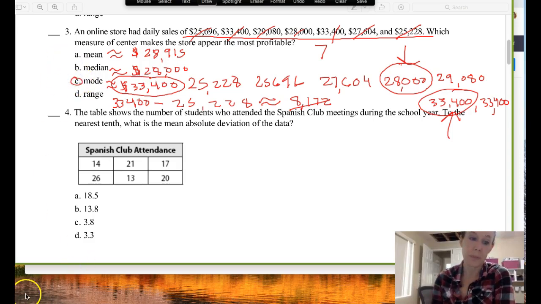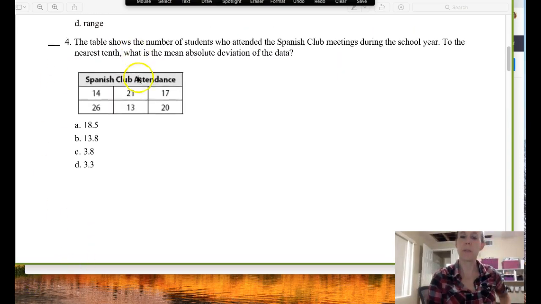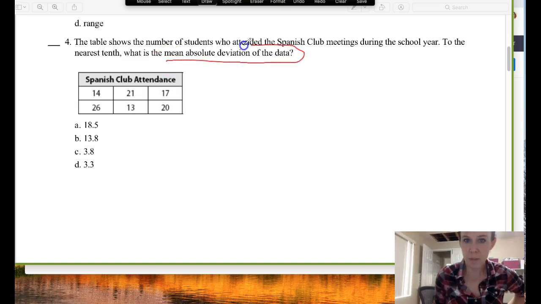That one would. All right, the table shows the number of students who attend the Spanish club meeting during the school year. To the nearest tenth, what's the mean absolute deviation of the set of data? Now the mean tells the average. The mean absolute deviation tells you the average distance of each point to the mean. Meaning each one of these points, what's their average distance to the mean? Meaning how good is your mean?